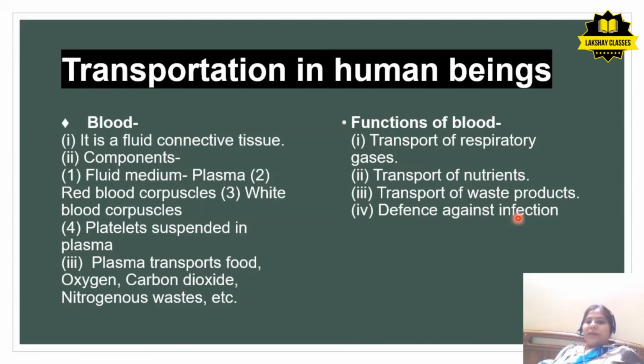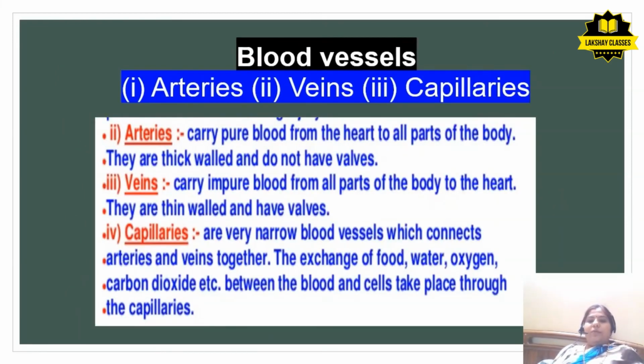RBCs have red color because of the presence of a respiratory pigment which is called hemoglobin. This hemoglobin is helping in the transport of oxygen to different parts of our body. So next component of our transportation system is blood vessels.